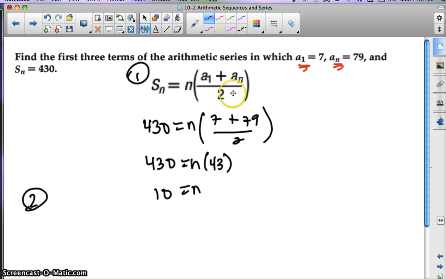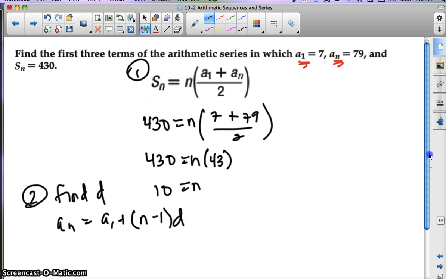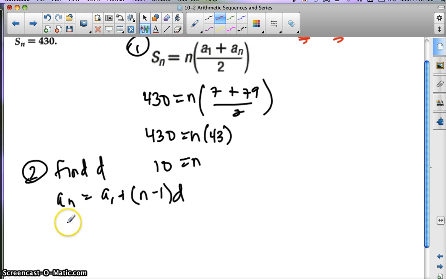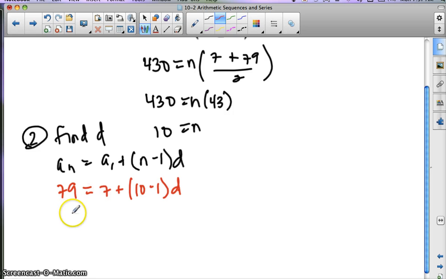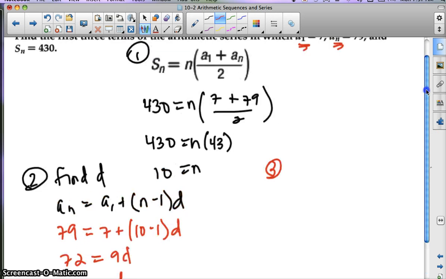Our second step, we've got to find out what d is, because d tells us what we're going to add. So we need to find d. We're going to go back to our formula from the previous lesson: a sub n equals a sub 1 plus n minus 1 times d. So we have 79, because that's our last term, equals 7 plus 10 minus 1 times d. Let's subtract 7 over, and we'll get 72 equals 9d, not 90, 9d, and then d equals 8.